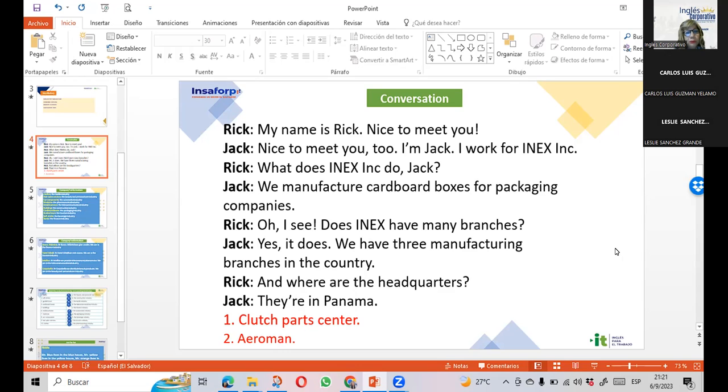It only have one branch in the country. You say it only has. Has. Okay. It only has one branch in the country. Thank you, teacher. And where is the headquarter?